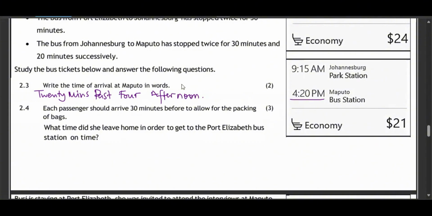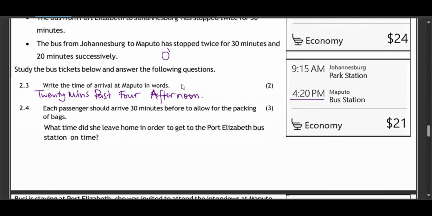Afternoon. Those are the 2 marks. 20 minutes past 4 in the afternoon. Even though you write afternoon, it's fine. But some people wrote 4:20 afternoon. No, it doesn't work that way. We are looking at time. Actually, it was supposed to be 20 minutes past 4 o'clock in the afternoon.